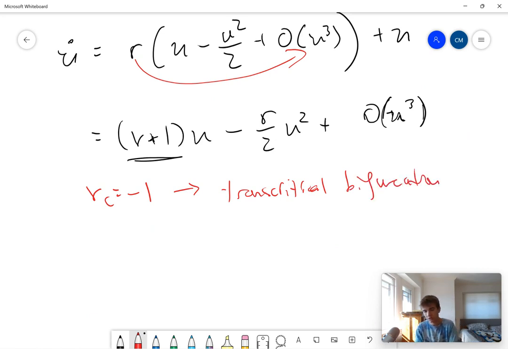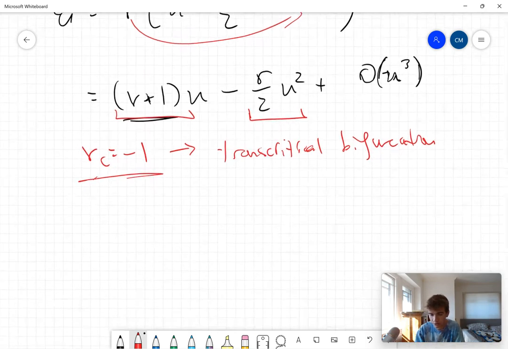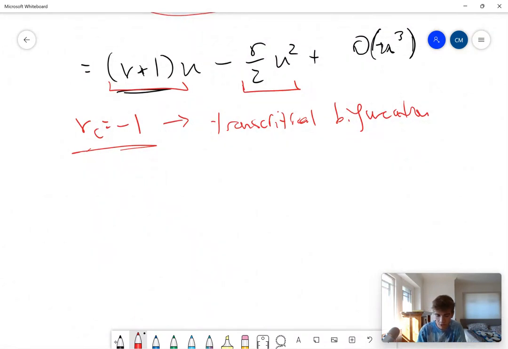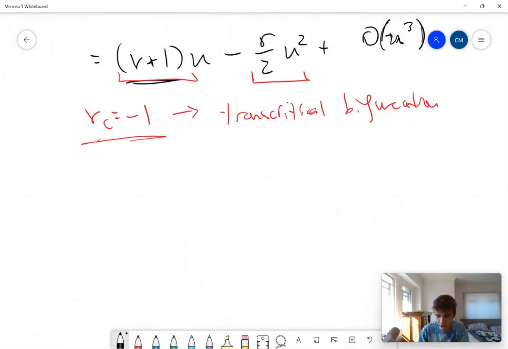just by looking at the normal form here, I can be certain, since the sign of this u squared term doesn't change as r is varied in a neighborhood of -1, but this linear sign is changing. So we are going to have the exact same behavior as in the normal form of the transcritical bifurcation. And we can see this even more clearly if I do a final change of variables to get rid of this r over 2 in the coefficient.